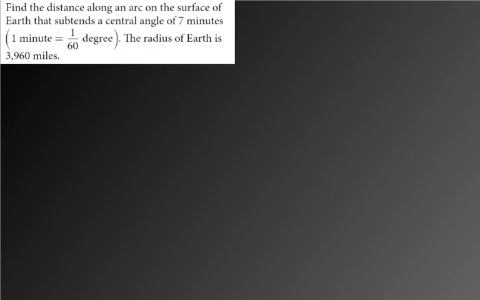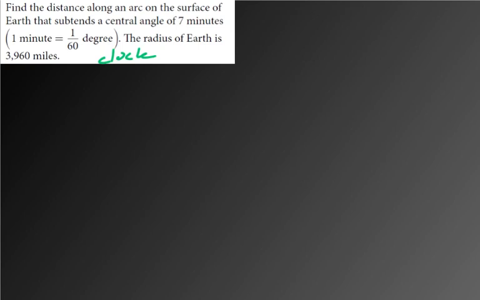So now we can do a problem like this. This asks us to find the distance along an arc on the surface of Earth that subtends, which is a word for maps out, a central angle of 7 minutes. And minutes are actually another unit for angles. 1 minute is 1/60th of a degree. So think like a clock here. There's 60 minutes in an hour, and that is actually the conversion. 1/60th of a degree is 1 minute. So a pretty small thing, okay?